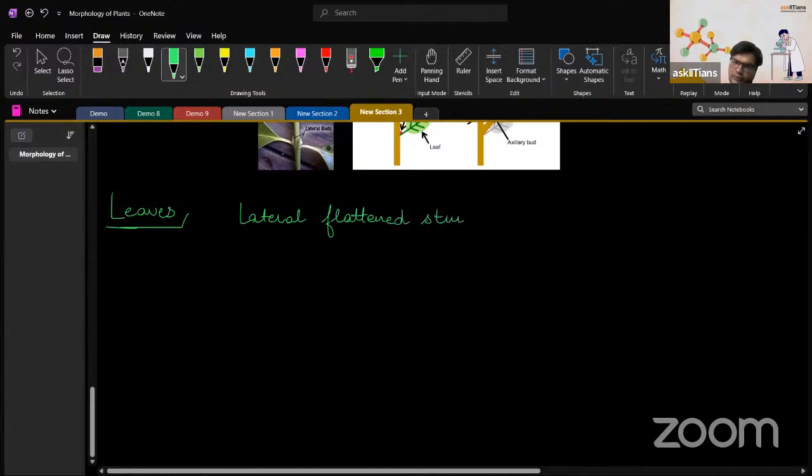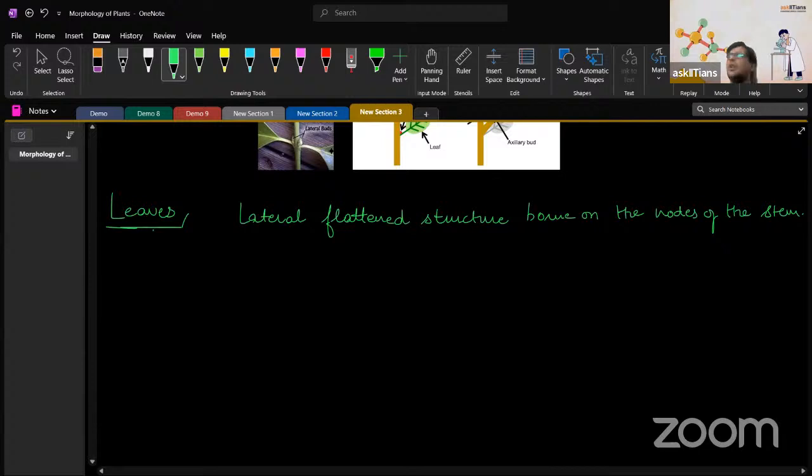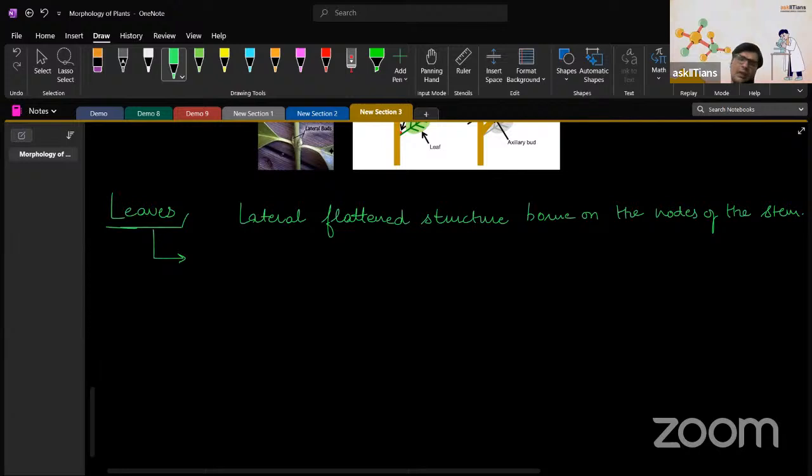Structure, right? And they are born on the nodes of the stem, usually from the axillary bud, variable. Now, first of all, the main function, obviously, we talked about the function of roots. We talked about the function of stem. The function of leaves is actually quite simple.